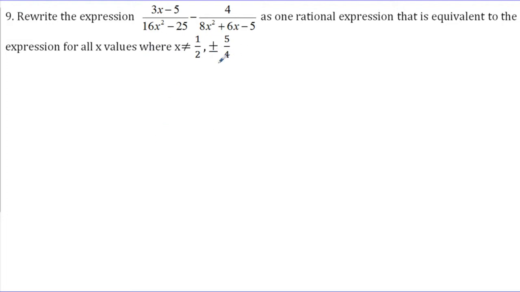What they're really asking when they make this statement, to rewrite it as one rational expression, is to subtract. These things can be put together and you need to subtract them. So I'm going to subtract by finding a common denominator. I'm going to leave the numerators alone for a moment, and I'm going to factor each of these denominators.